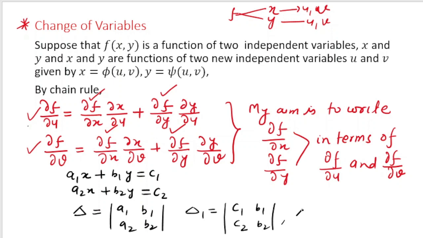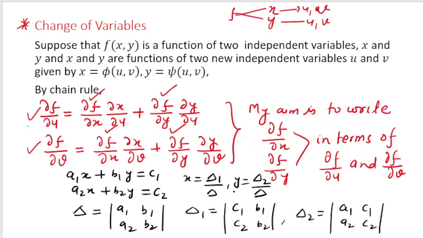And then I calculate delta 2 to evaluate the value of y. And you are smart enough to guess that here I will replace the second column by the right hand side, that is c1 c2. So what is the value of x? The value of x is given by delta 1 divided by delta, and the value of y is given by delta 2 divided by delta.